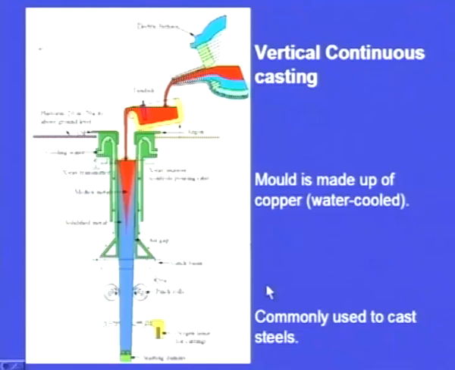Vertical continuous casting. So, this is the vertical continuous casting system. The mold is made up of copper. Here we can see the mold. So, this is made up of copper and this is water cooled, and this vertical continuous casting is commonly used to cast steels. And let us examine the different components. So, here we can see the mold which is made up of copper and it is water cooled, and its height is about 20 meters from the ground level.